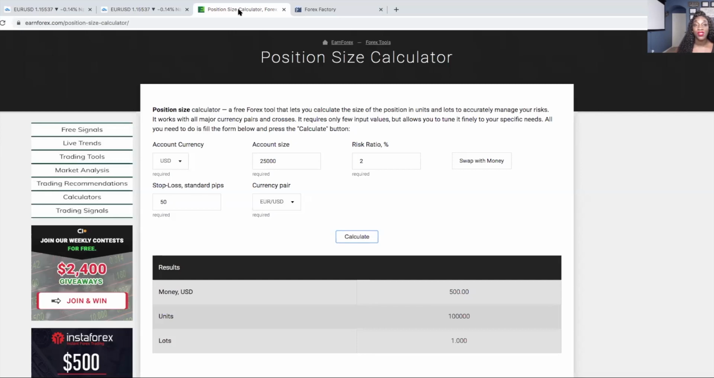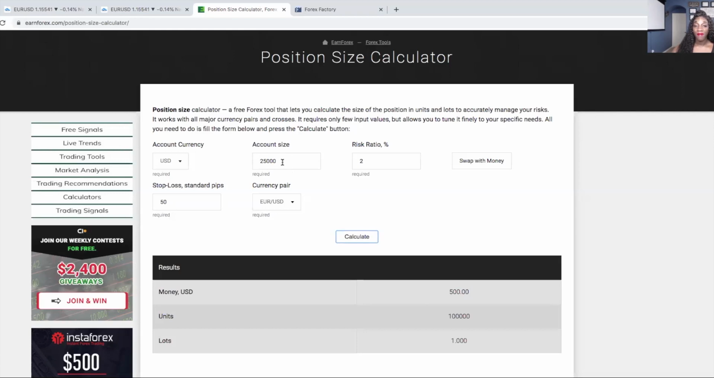And that tells me that you don't have a good handle on risk management. And so it's the number one thing you have to focus on in your development as a trader. So what you're going to do is enter the account currency. So that would be USD for me. And then you're going to enter your account size.